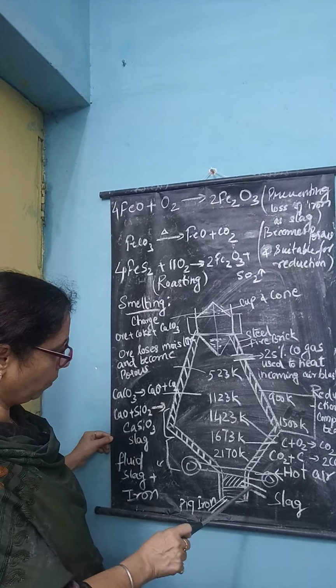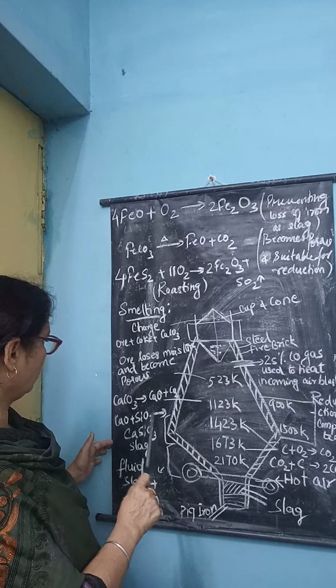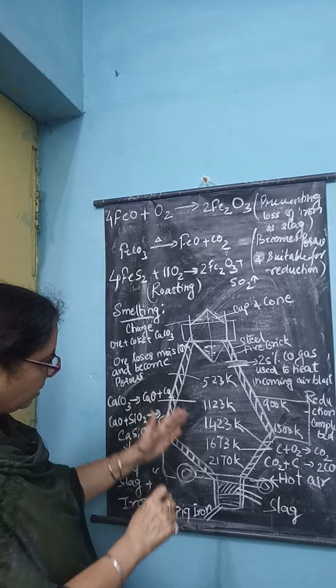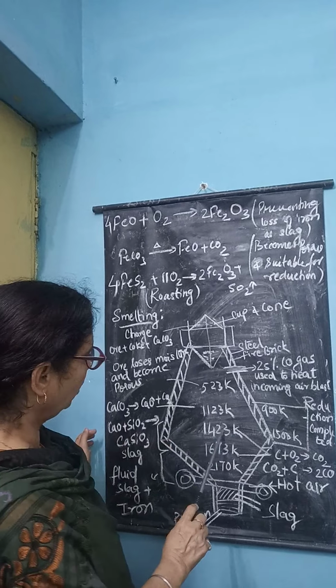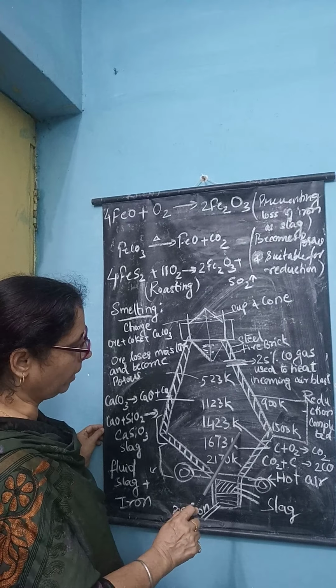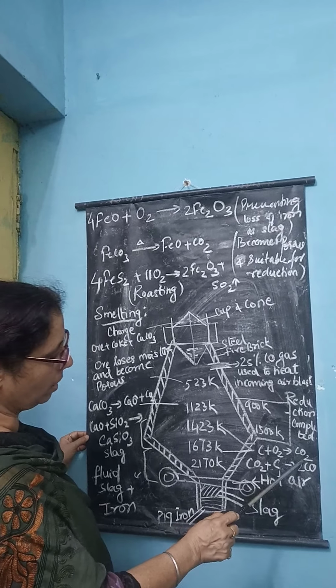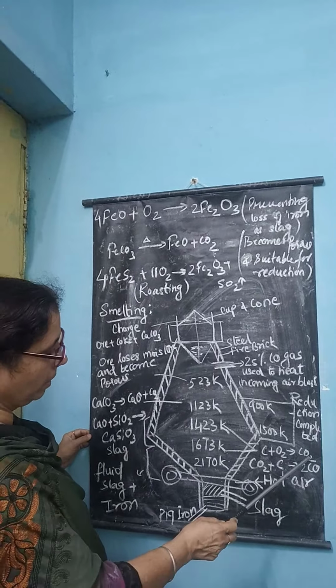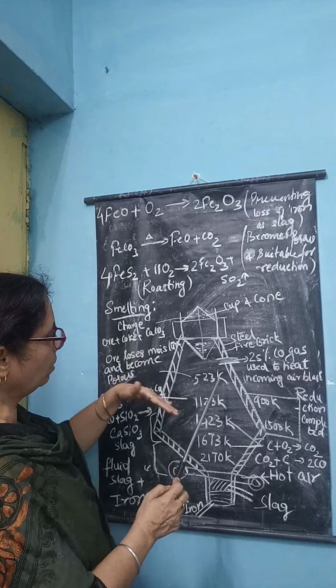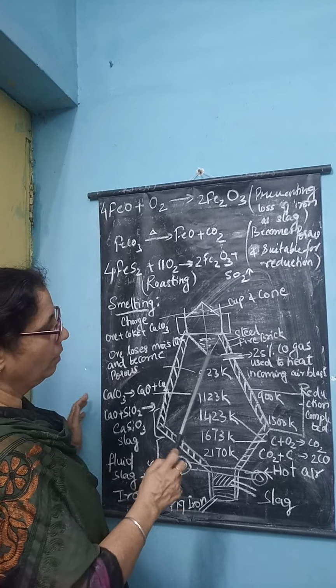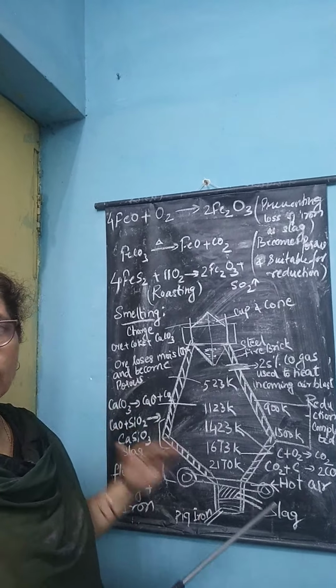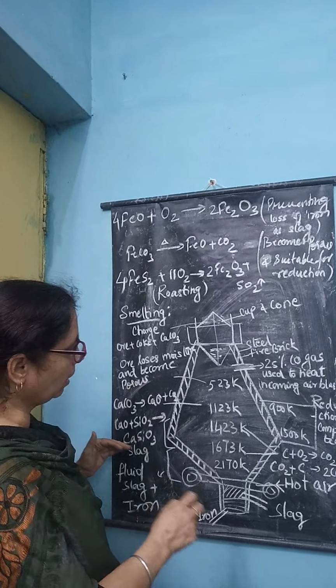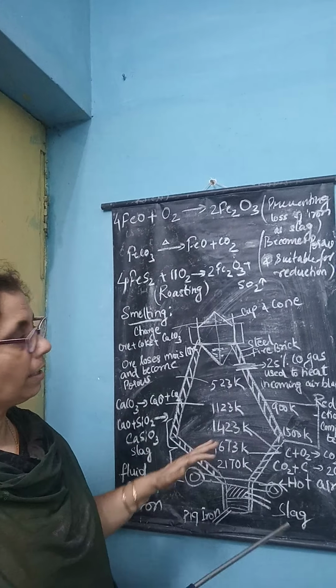Then at the higher temperature, both the slag and iron settle down at the bottom. At 1423 Kelvin, carbon reacts with oxygen forming carbon dioxide, and this carbon dioxide reacts with more carbon and forms carbon monoxide, which then moves up to react with the charge. We will study the whole thing in steps, what is actually taking place in each zone, in our next topic.